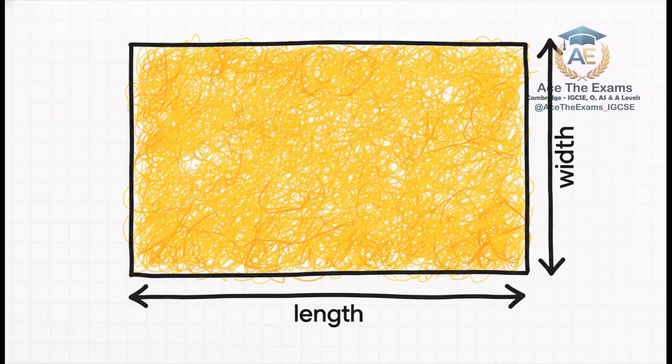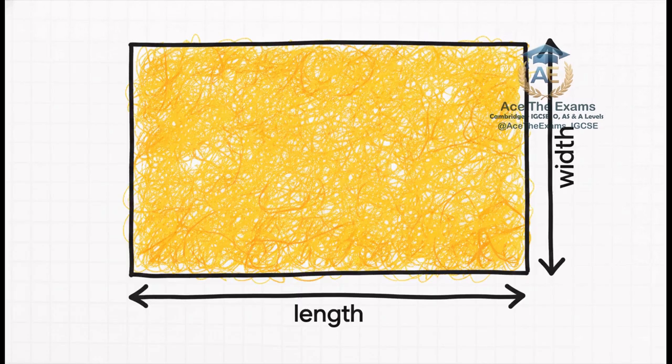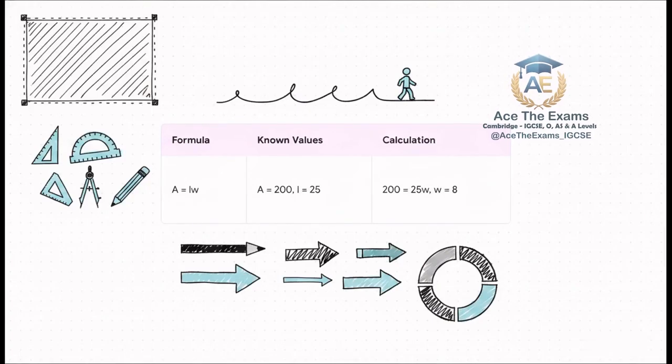If you know exactly how long the shape is and how wide it is, you just multiply those two numbers together to find out exactly how much surface it covers. Easy, right? Let's see this in action and break down a worked example.